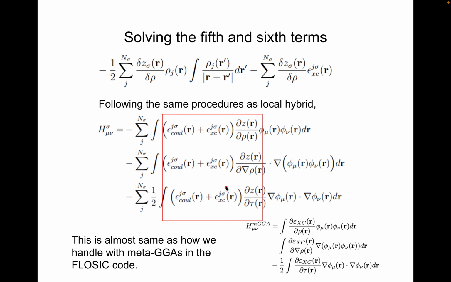So what we needed to do was modify what goes inside those integral terms. And we can use a similar approach to how we implemented the SIC meta-GGA in the FLOSIC code. Although the LSIC right now is done at the LDA level, you still need to do this type of operation, because the scaling factor we used depends not only on the density but also on the gradient of the density and the kinetic energy density. So that's the reason we have to do it this way.